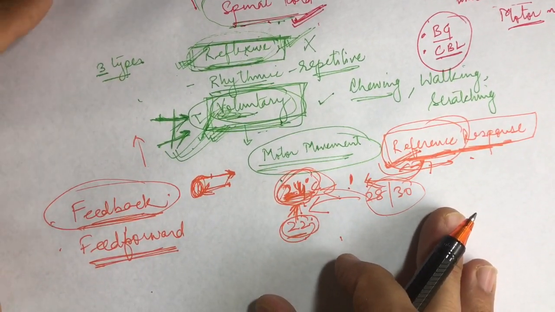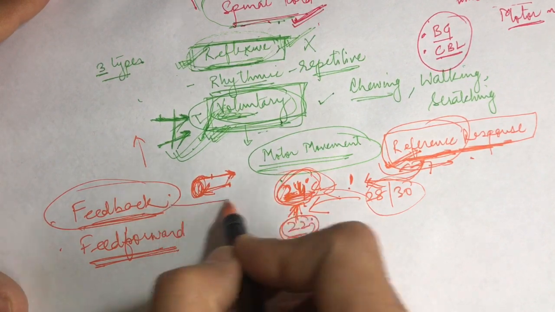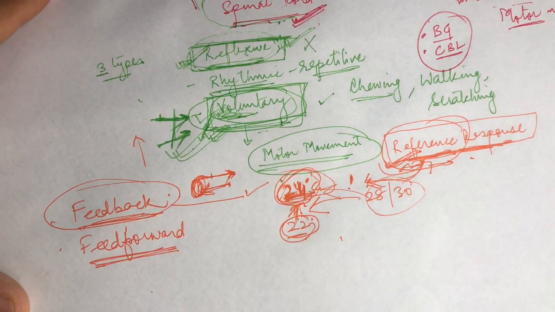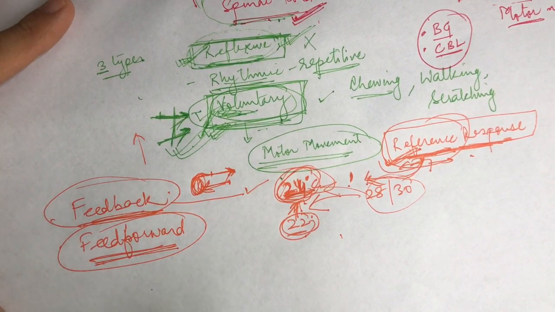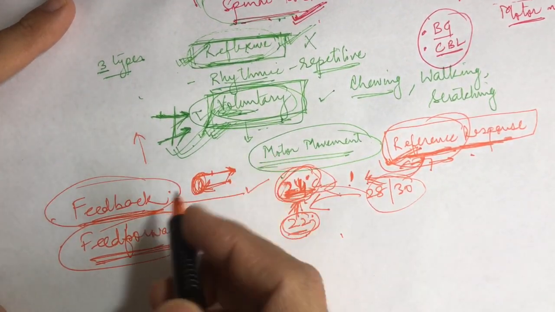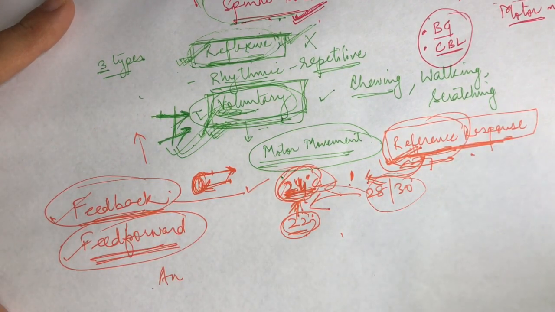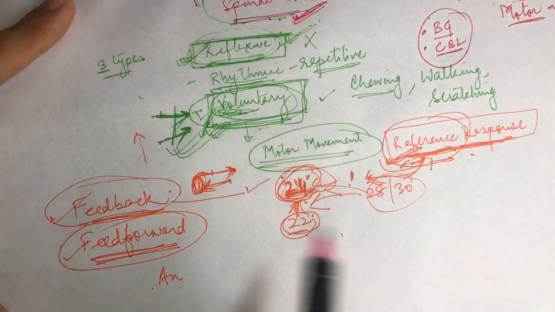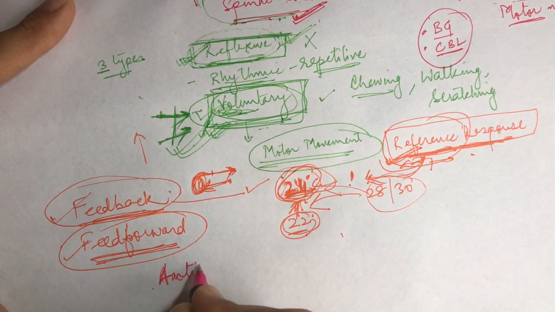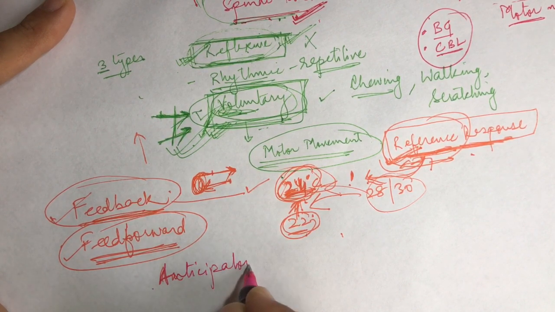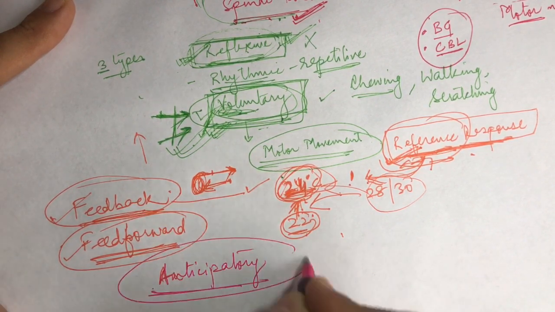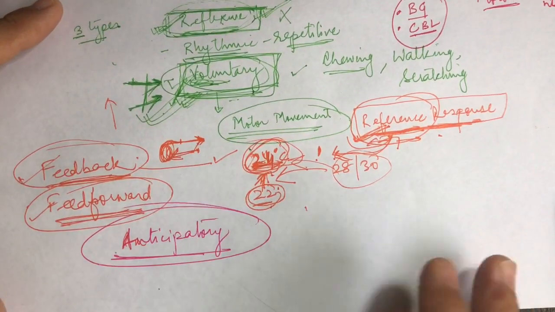So this is the way the feedback system works. Now the feed forward. Actually this feed forward is kind of a misnomer, but they have used these terms. It's kind of anticipatory. What do we mean by anticipatory? Let me give you a very perfect example of anticipatory movement.